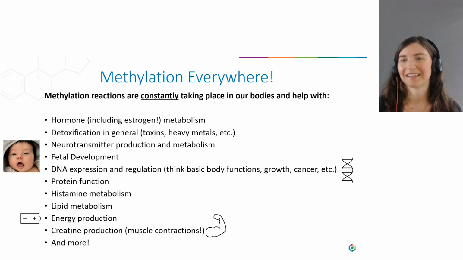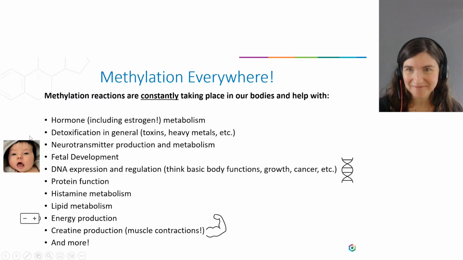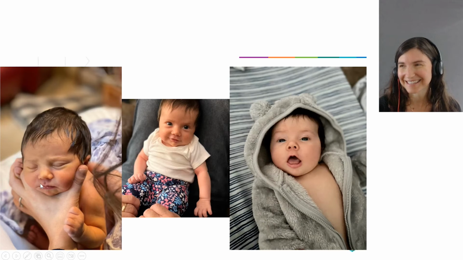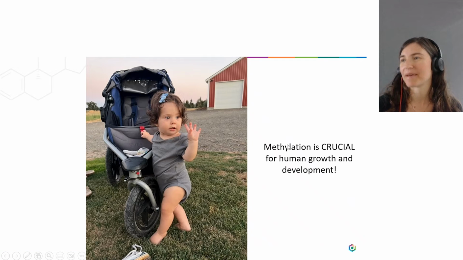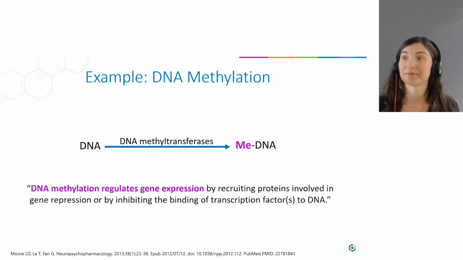And I just put a little picture of a little baby here. Methylation is very important for fetal development. It's just really great for growth overall. And this actually is a little photo of my baby. So there she is. Just wanted to share some photos of her. She's actually 9 months old now, and that's her right now. But methylation is crucial for human growth and development, but also crucial for a number of other things.